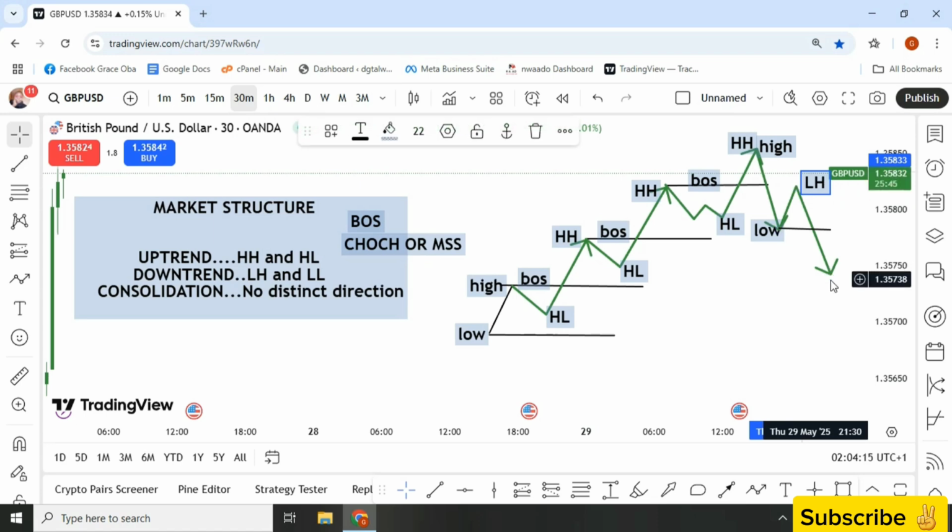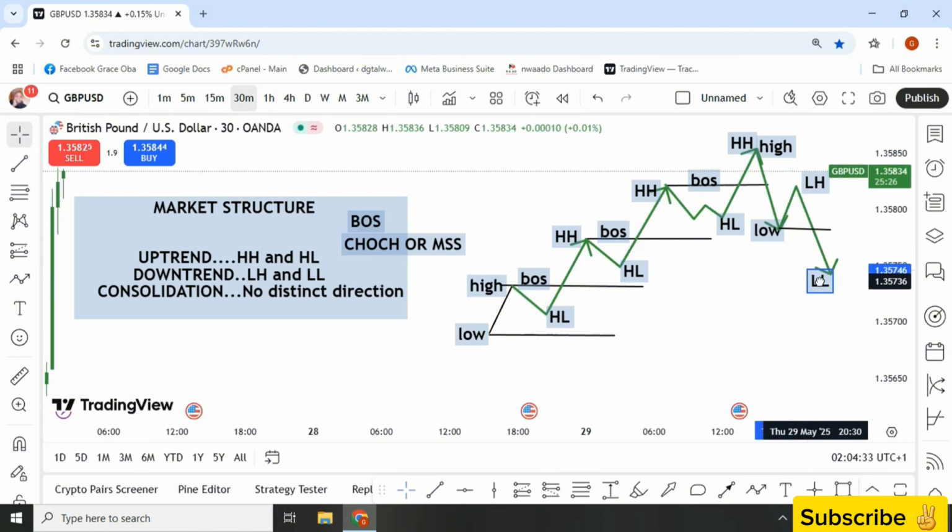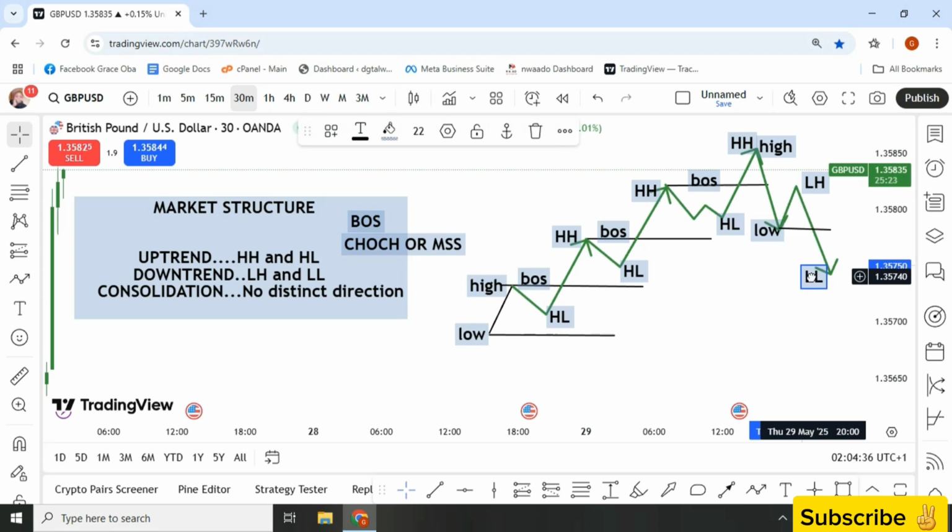And this becomes a what? A lower low, because this is the low, but this low is actually lower than this. So this becomes a lower low right here. Okay.